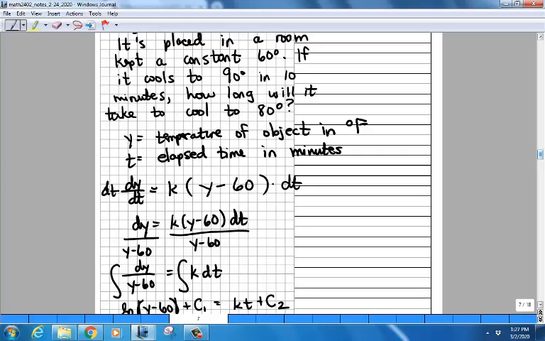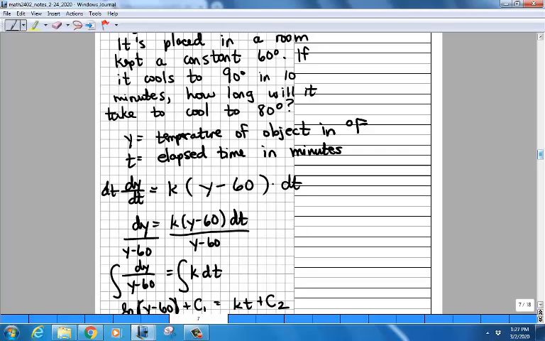Actually, no t there, but there's a dt. So there we have the dt on the right, and then to get rid of the dt and the dy, we integrated. We took the antiderivative of both sides. So this is where we're testing our integration skills. This is an easy integral, though. Here you're just integrating a constant.